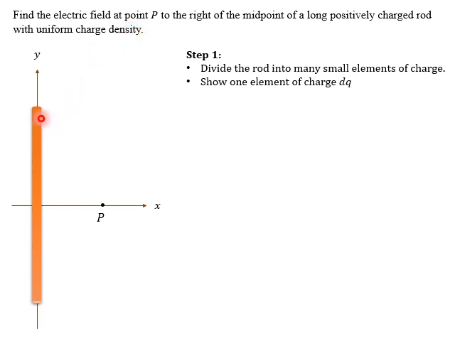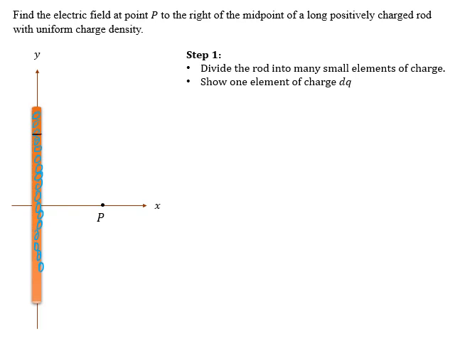That means that the amount of charge on the rod is evenly distributed over the whole length. So one part doesn't have more charge than another part. It all has equal amounts of charge. Our first step in this process is let's divide the rod into many small elements of charge. And this is like what we did in the previous slide when we were constructing a continuous charge distribution. We're going to consider that this rod has many small pieces of charge.